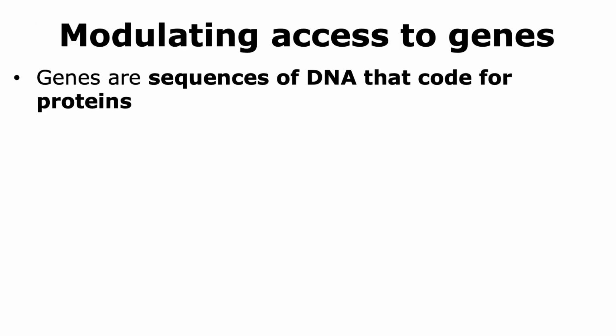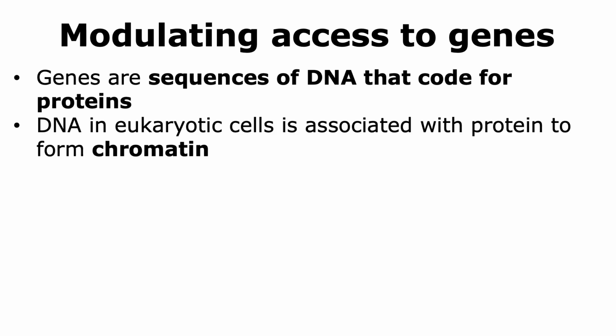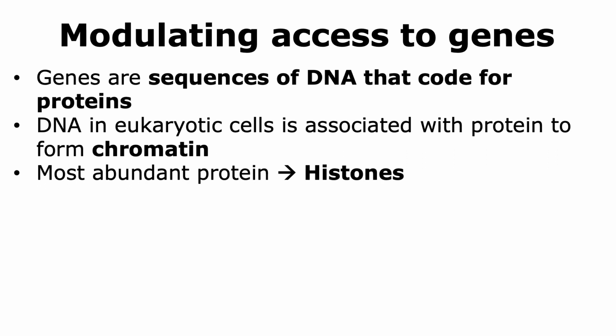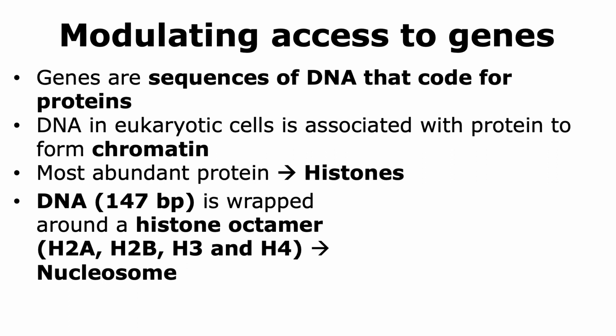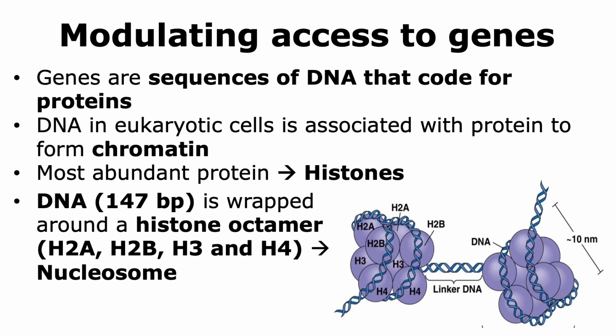We're now going to look at how to obtain access to genes. As we all know, genes are sequences of DNA that code for proteins. In the case of eukaryotic cells, the DNA is associated with proteins to form what we call chromatin. The most abundant proteins present in chromatin are histones. The DNA is wrapped around a histone octamer to form a structure called a nucleosome, as we can see in the figure shown below.